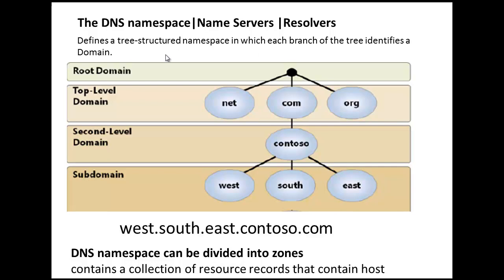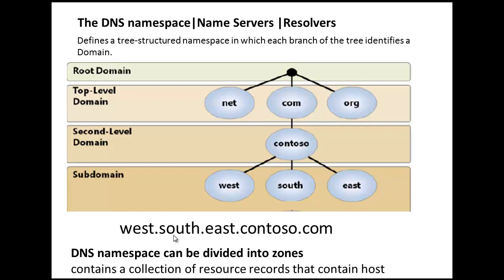Now the namespace can be divided into what we call zones. So for the West domain, you can create a zone. For the South domain, you can create a zone. For the East domain and for the Contoso domain. And what the zone does is it collects the resource records. That means the records that contain the host name, the IP address, and other information for that particular zone.